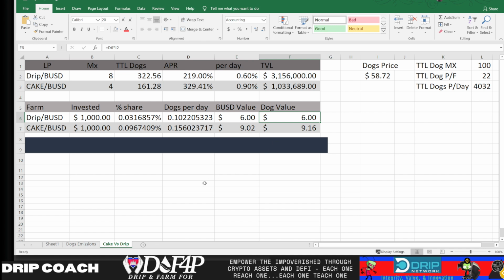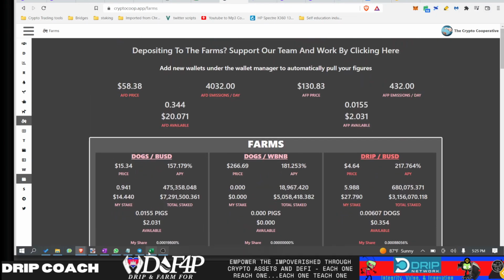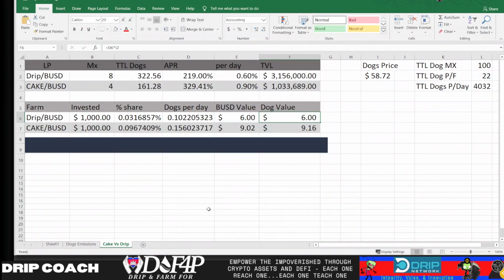May be different by the time you watch it, but you could get a higher amount of dogs with a $1,000 investment. So hopefully this made sense. You can apply this to all the other farms and pools. It's just really simple math. Now that you know where to find the total emissions, this gives you the amount of dogs that you get per day, or you can just use the BUSD by taking your share of the BUSD. Either way, you're going to find out basically about how much you're going to get.